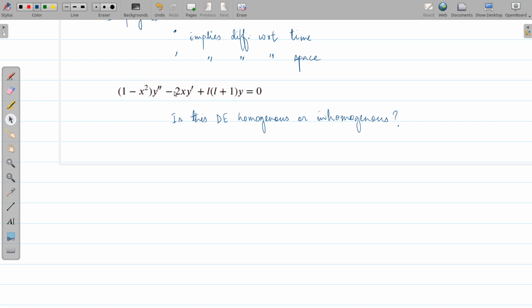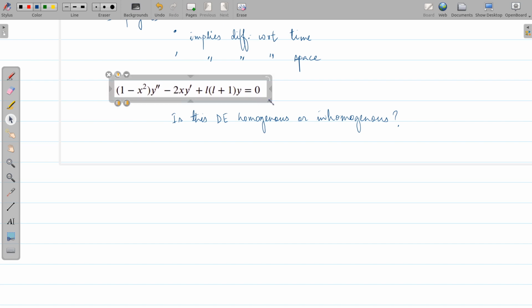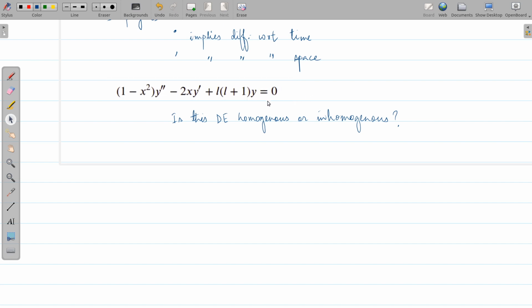Because next semester you're going to have the paper called electrodynamics, okay? So in electrodynamics, the paper is all about solving the Maxwell's equations. So when you solve the Maxwell's equations, which are basically a bunch of differential equations, two of the Maxwell's equations are homogeneous and two are inhomogeneous. So you have to know the distinction between homogeneous and inhomogeneous. So can anyone tell me what is this, homogeneous or inhomogeneous? Just give it a shot.